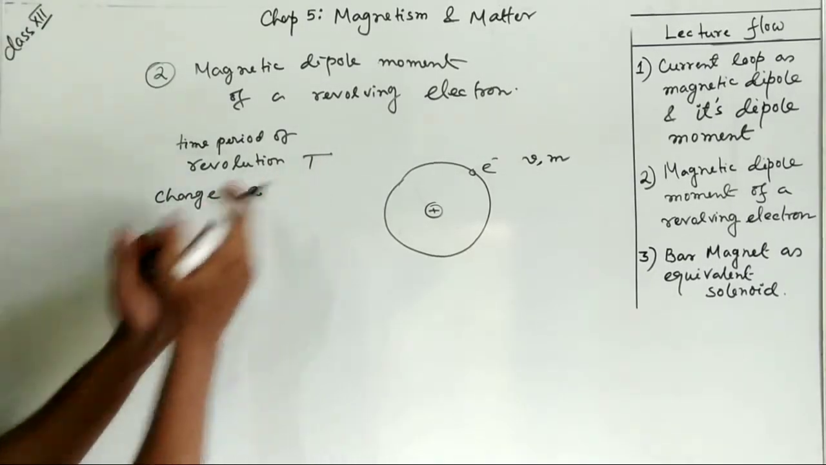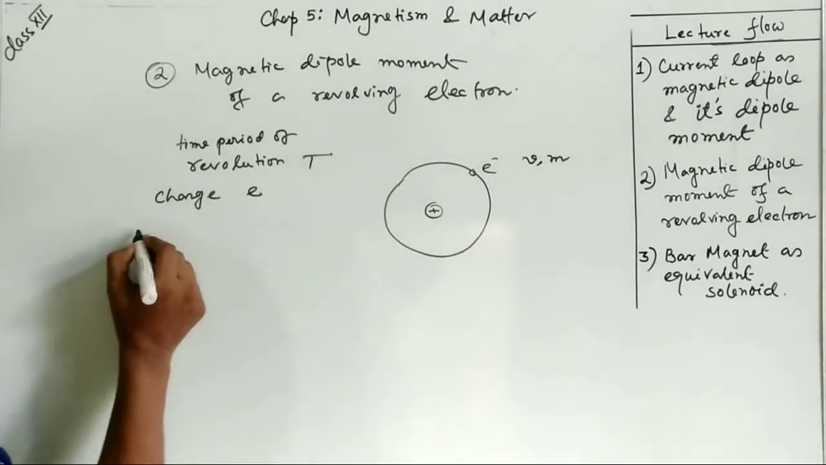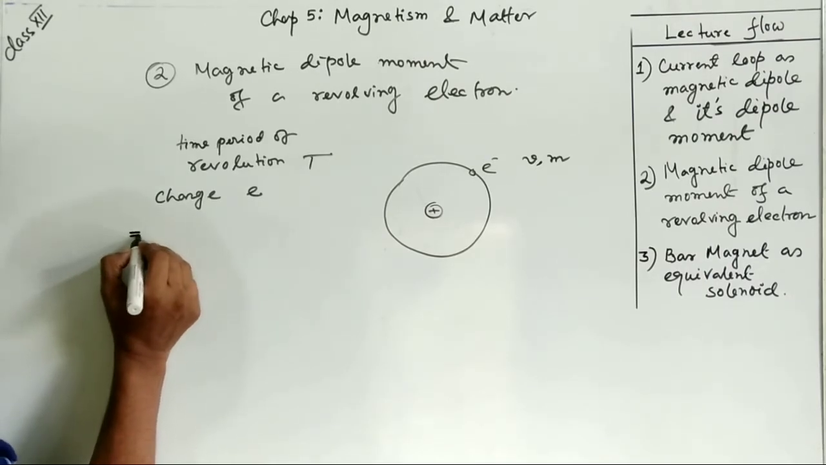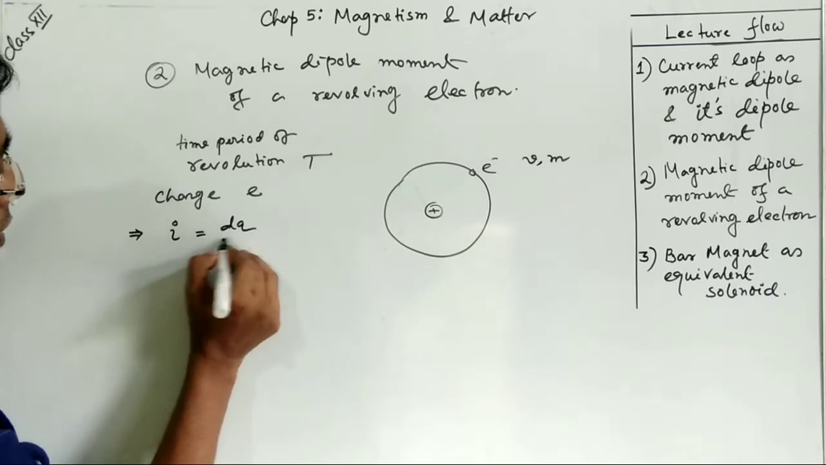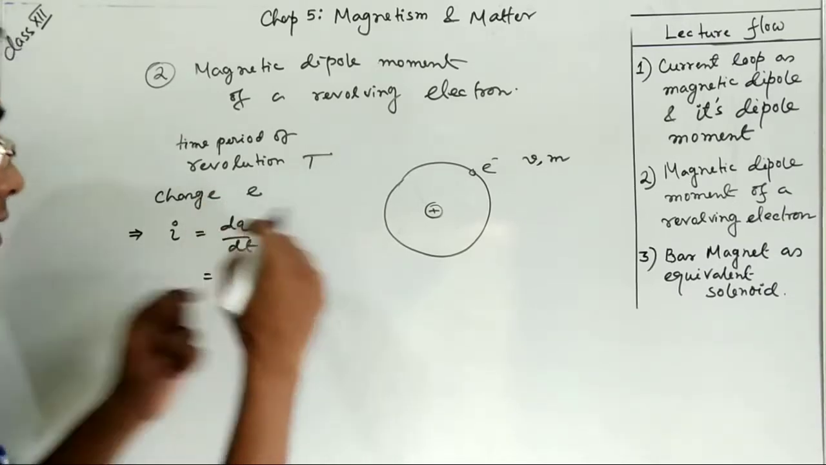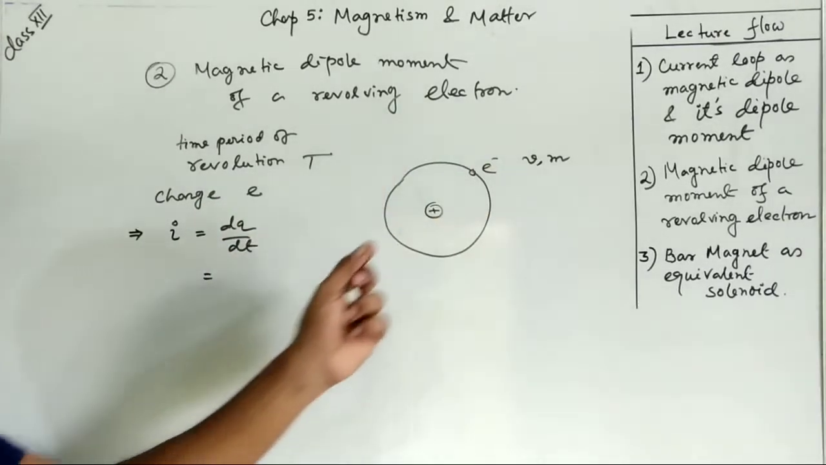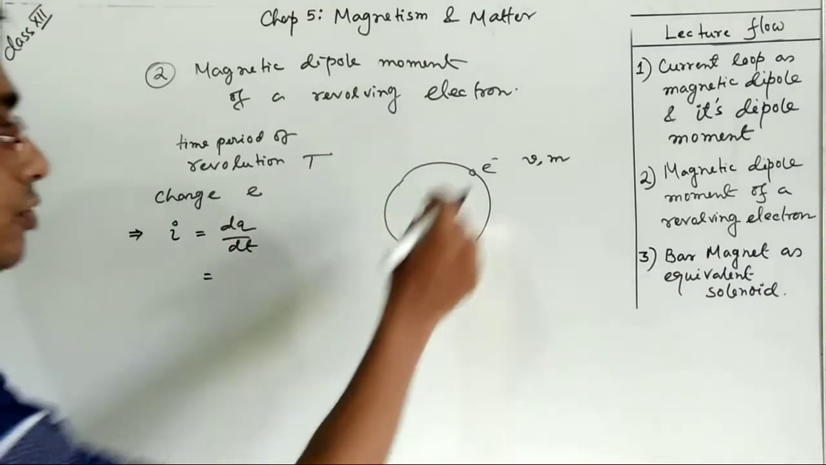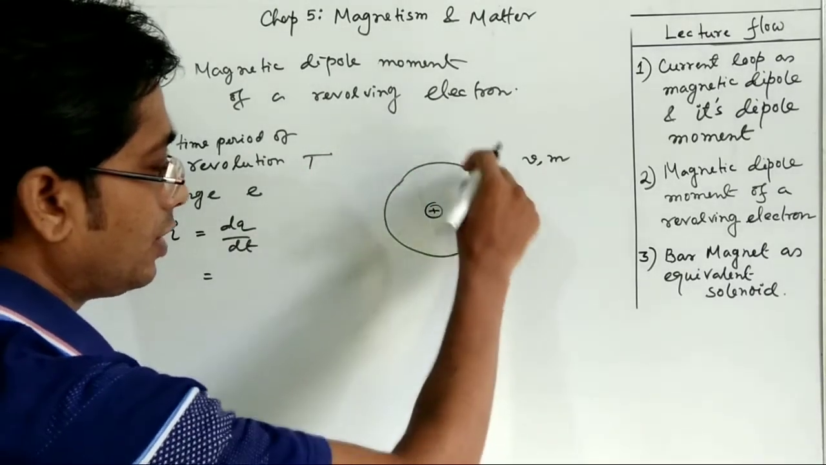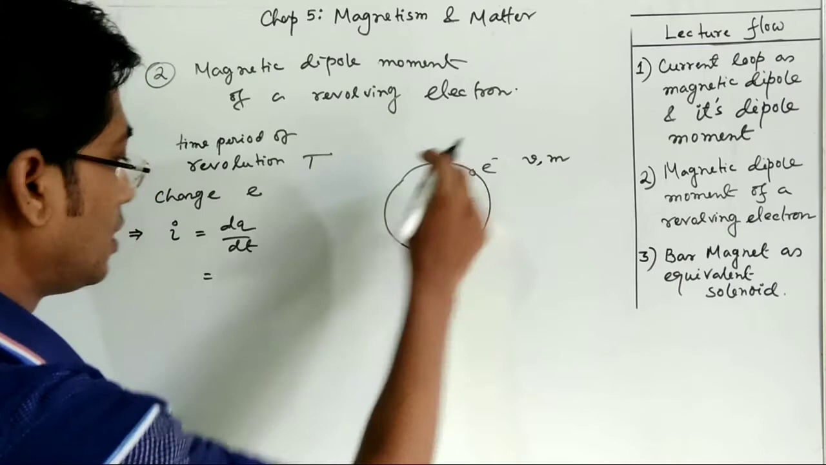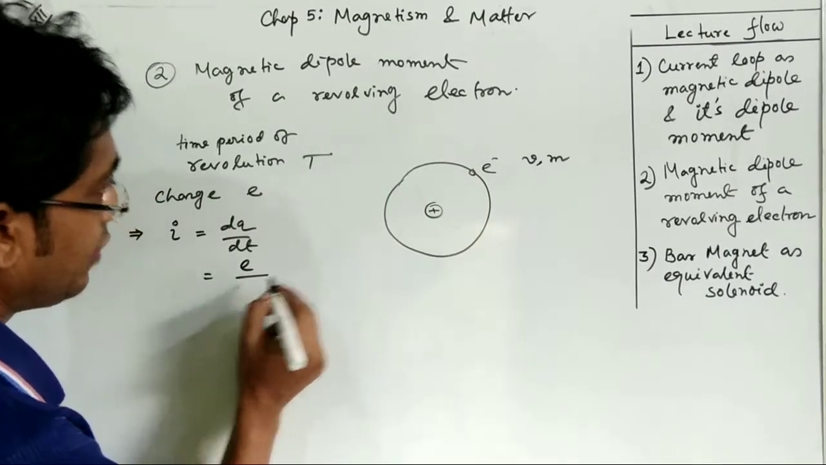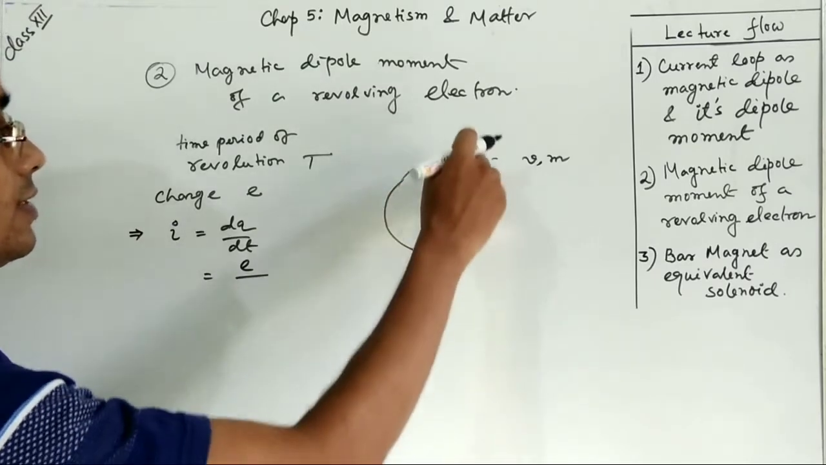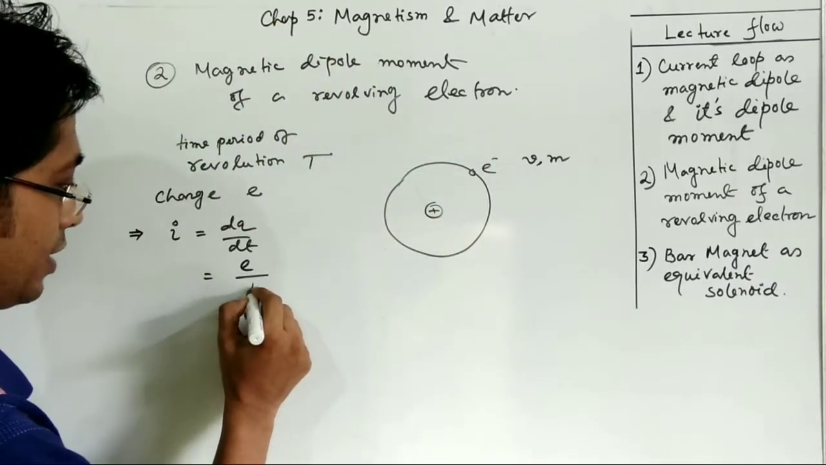If we consider the magnitude of the charge, that is e. So now we know there is a definition of current. Definition of current is I is equal to dq by dt. Here it is the charge passing in a time period. So this charge will complete the revolution in time period T. So charge flowing is e, and each and every T it will come back to the same point, that is the time period T.